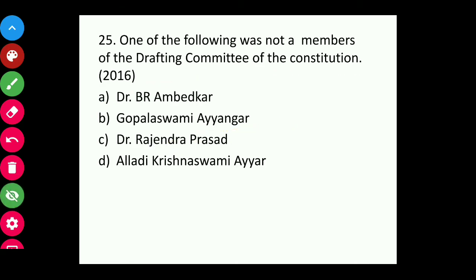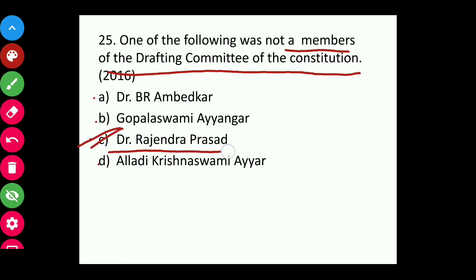Number 25. One of the following was not a member of the drafting committee of the Constitution. A. B.R. Ambedkar. B. Gopalaswami Iyengar. C. Dr. Rajendra Prasad. D. Alladi Krishnaswami Iyer. So the answer is C. Dr. Rajendra Prasad was not a member of the drafting committee of the Constitution.